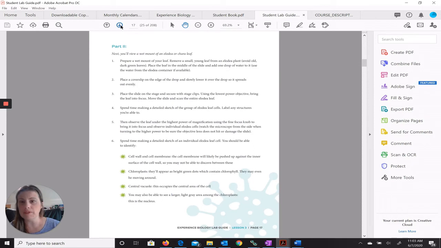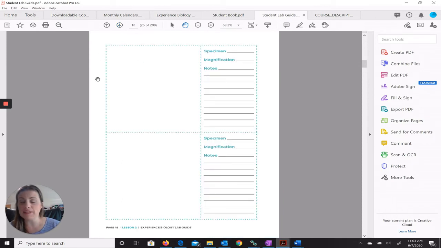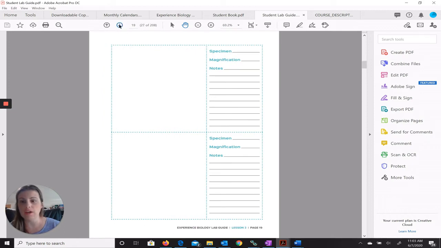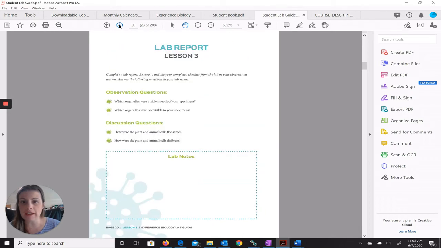This one's a long one. It has places to draw your observations, if you need a chart to record your data, notes sections, and then it tells you to complete a lab report. It also touches on things you should consider and questions you should try to answer in your lab report.